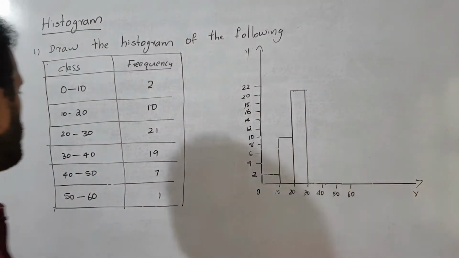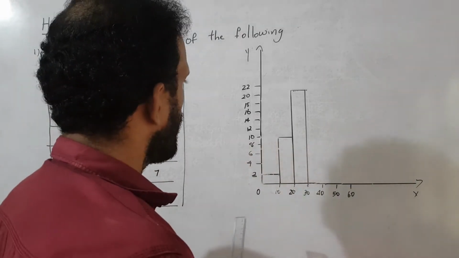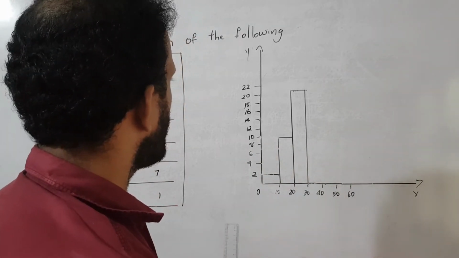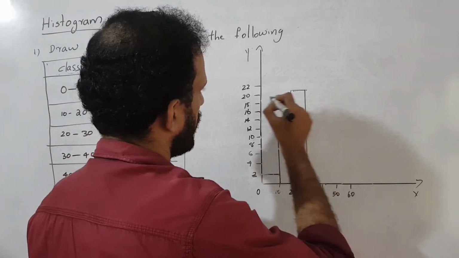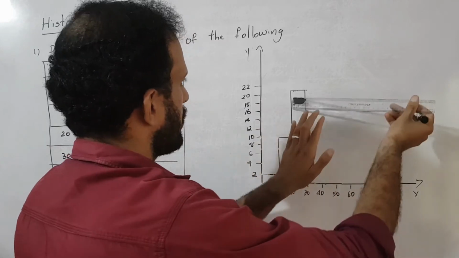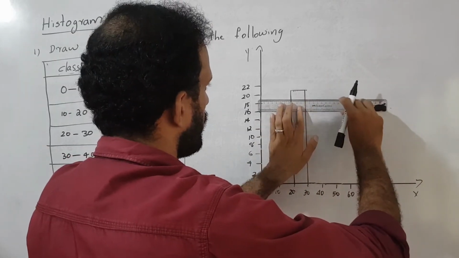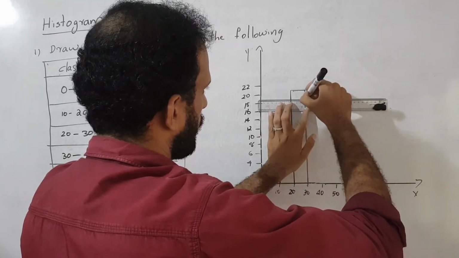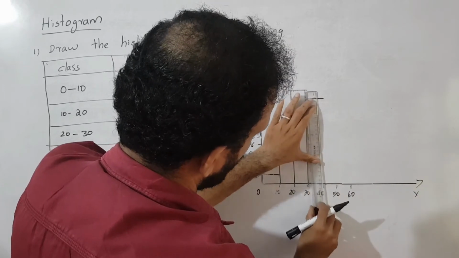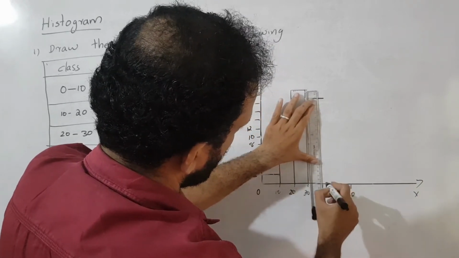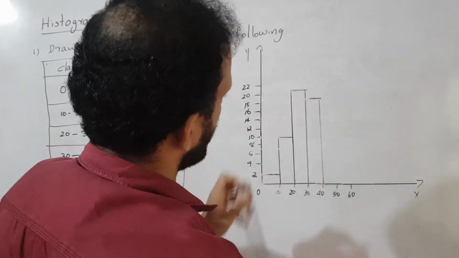The next, 30 to 40. 30 to 40 is 19. Okay, 19. Then the next one is like this up to 19. Then the 19 is here. Then the same line we start like this, 19. Then just draw. Then what is next? We end it at 40. Okay, then what is next?